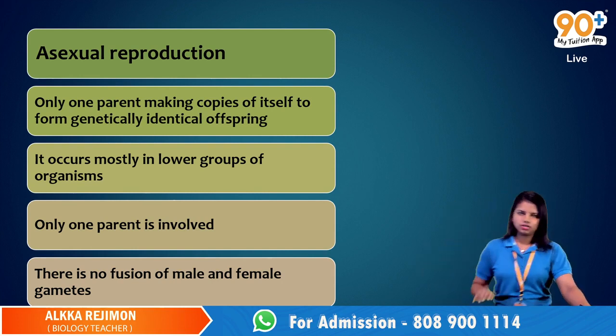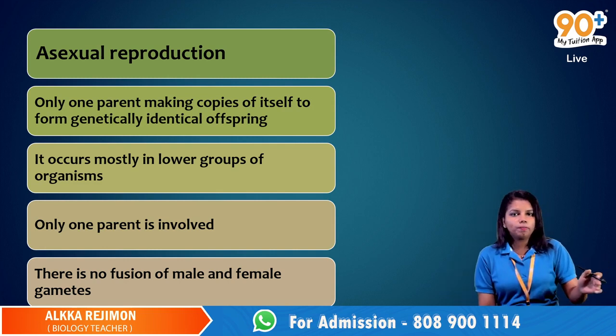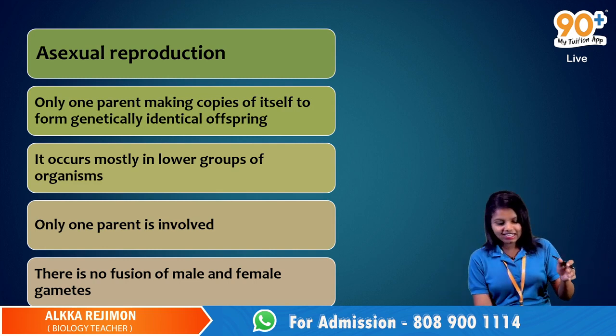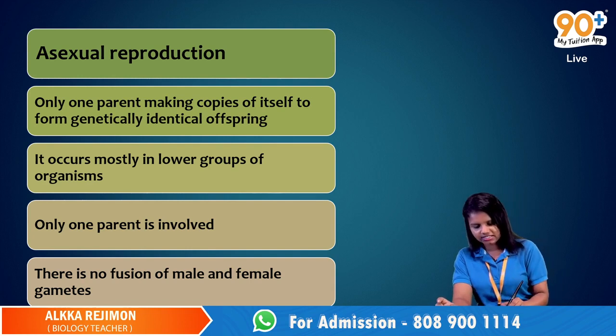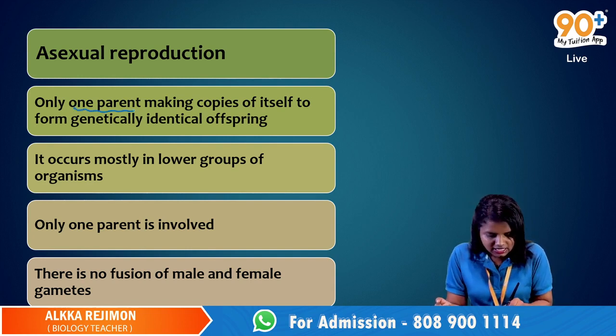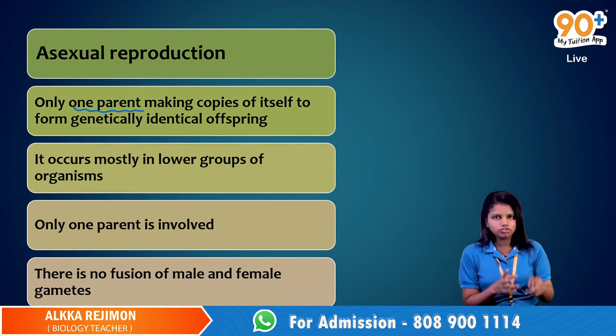What is asexual reproduction? So only one parent is making copies of itself to form genetically identical offspring. So here the major speciality is that, here you can see, a single parent is making copies. You don't need a father and a mother to make a baby.